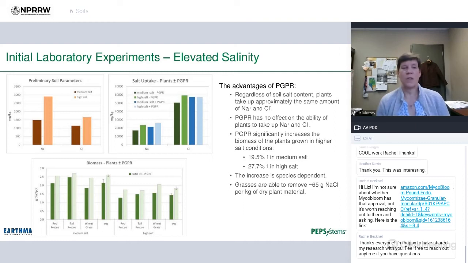And basically what it says is whether you have a medium salt soil or a high salt soil, the amount of sodium and chloride that the plant takes up is going to be the same. And it doesn't matter whether the plant is treated with PGPR or not, it's going to have a set capacity for salt uptake. So PGPR does not influence the amount of salt the plant can uptake per gram of dry mass tissue. What it does do is it increases the amount of plant biomass in the soil. So if you have an increase in biomass, you will automatically get an increase in remediation of salt, or more salt taken up in the above ground material.